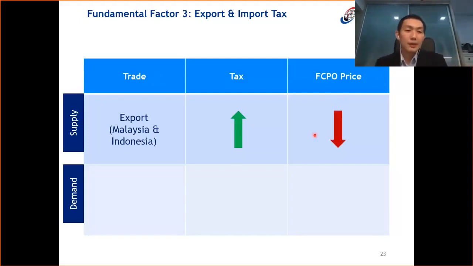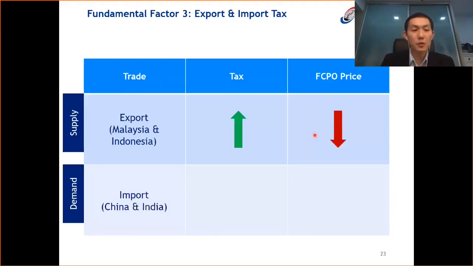Because why? Because your product price is getting higher, correct? So this is where buyers are a little bit reluctant to buy more from you. They would want to slow down their purchase. So when they slow down their demand for your product, there will be more supply than demand. So this is where the price would come down.